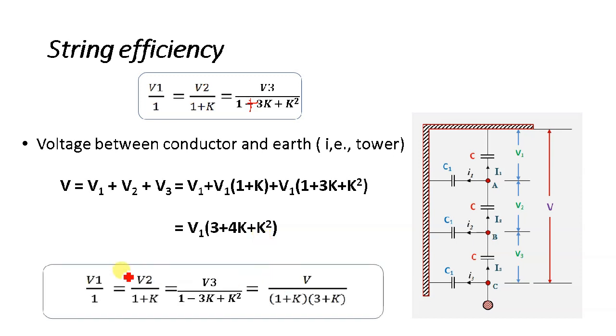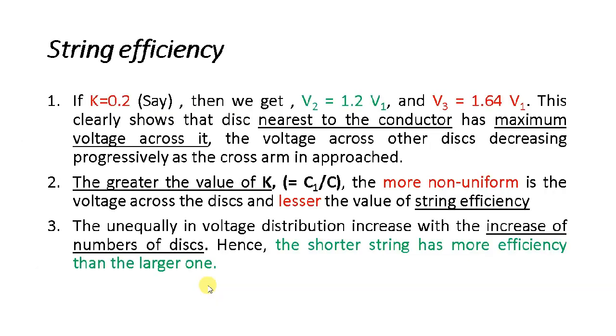If you take the ratio, you will have V1 is equal to V divided by (1 plus K) into (3 plus K). So you have to simplify this equation too. That will be 1 plus K multiplied by 3 plus K. So you can write V1 is equal to V2 divided by 1 plus K, which is V3 divided by 1 plus 3K plus K square, which is equal to V divided by (1 plus K) into (3 plus K). So if you have the value of your total V and this K factor, you will have the values of V1, V2 and V3. Okay, so let me discuss some of the things related to string efficiency.